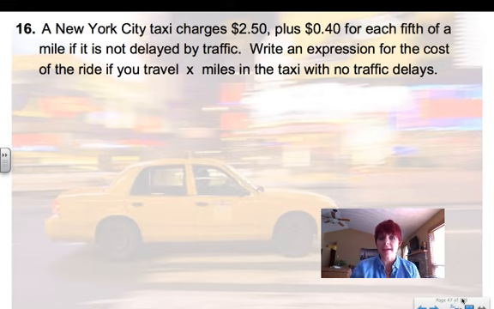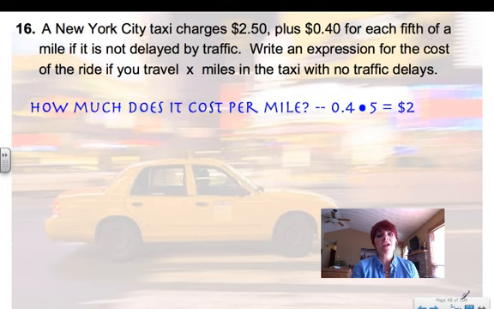So first you want to think about how much does it actually cost per mile? Because notice it says we want to write an expression if you travel x miles. But notice it's 40 cents for each fifth. So what I'm going to do is take that 40 cents and multiply it by 5. That'll give us the cost for a full mile, which gives us $2.